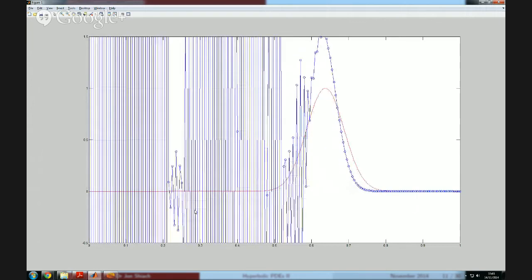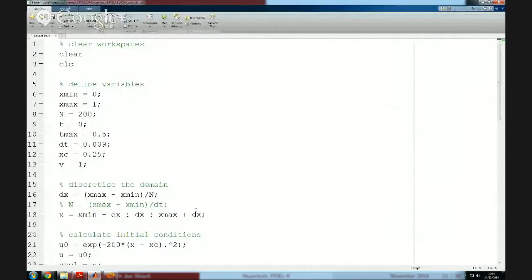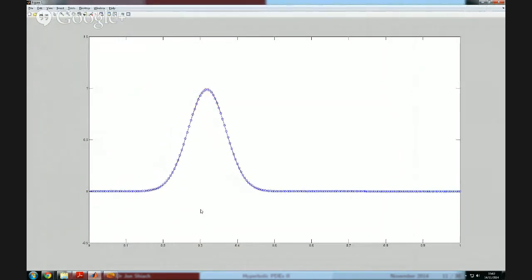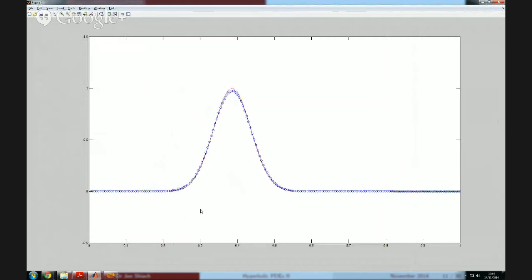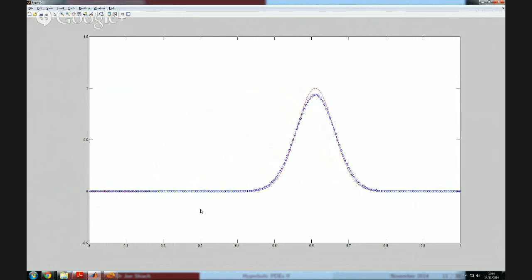So because I've increased the number of nodes, I've decreased the spatial step. So now 0.005 is the maximum time step. So if I set it slightly smaller, i.e. 0.004, and I run it, you can see it's stable. Okay, so if you do change your spatial step, you have to recalculate what's your maximum allowable time step.